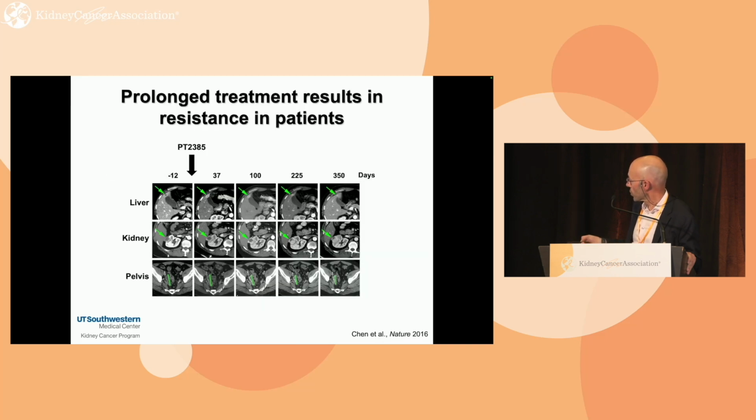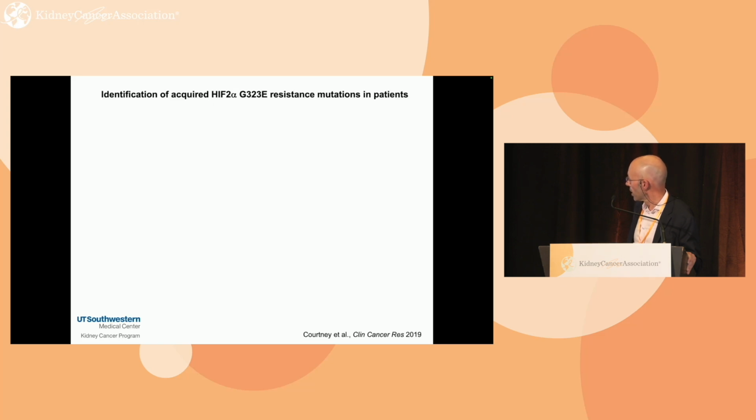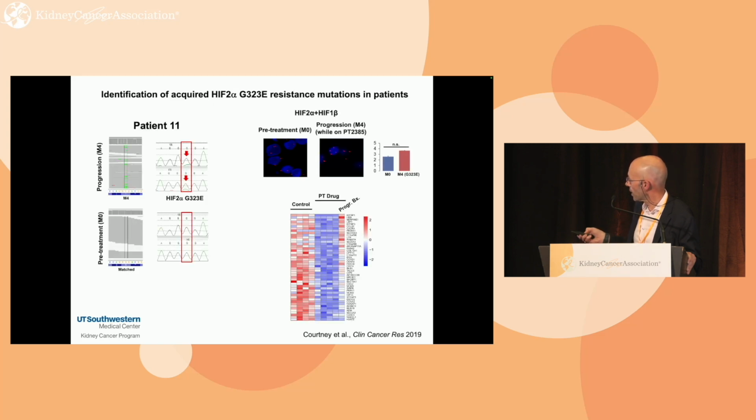But we also asked some patients if they were willing to let us biopsy samples after the acquisition of resistance. This is an example of a patient of mine who was on treatment for about a year, who eventually developed resistance. We biopsied this tumor, and interestingly, we found the same mutation that we had found in the tumor graft in this patient. And this mutation led to preservation of the HIF-2 complex despite treatment with an inhibitor and reactivation of the HIF-2 gene expression program. And we found the same mutation in another patient that we also looked at.